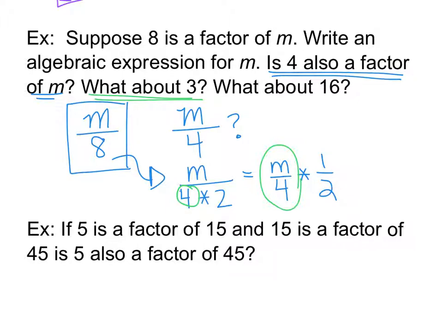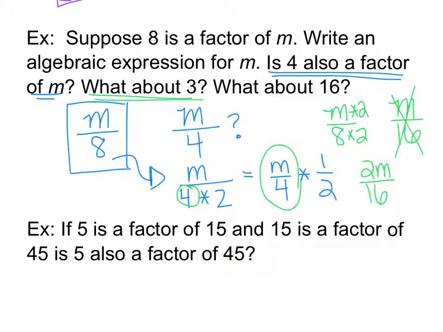What about by 16? Well, this is a really good question. So I start off with m over 8, and I get to a value of 16 here. Well, that means I needed to change the denominator. I had to multiply by 2. But remember, whenever you change the denominator of a fraction, you have to be fair. You have to multiply the numerator by that same value. So I wouldn't get m over 16. I would actually get 2m over 16. And so 16 would be a factor of 2m, but not m.